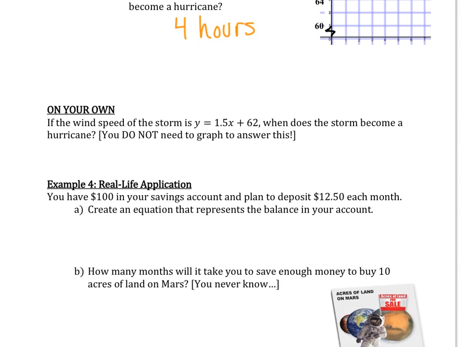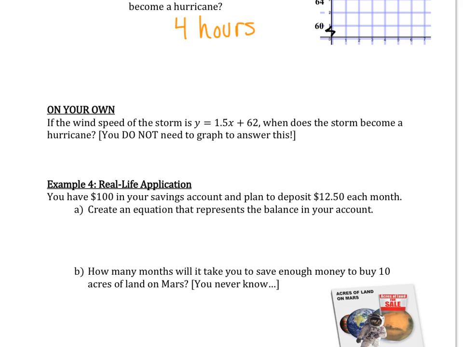For the on your own, it says that the wind speed of the storm is y equals 1.5x plus 62. When does the storm become a hurricane? Now notice I'm saying we don't need a graph for this, because we know that the speed of the storm is our y and the time elapsed is our x. So if we're trying to figure out a time, that means that we have to set up our equation so that we solve for x.